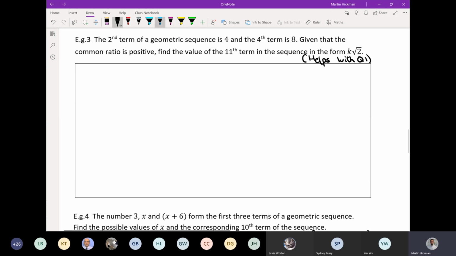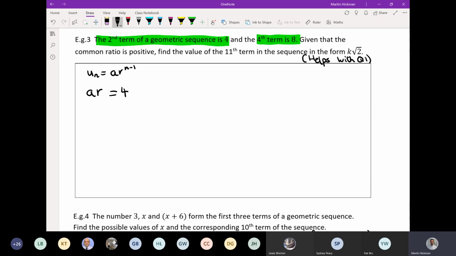Now in this question, you're told the second term of a geometric sequence is 4 and that the fourth term is 8. So let's write down some formulae to summarize that information. We know that u_n equals ar to the power of n minus 1. So the second term, u_2, is going to be 4. What this means is a times r to the power of n minus 1, and in this case that's 2 minus 1, so that's just going to be 1. So I know that a times r equals 4.